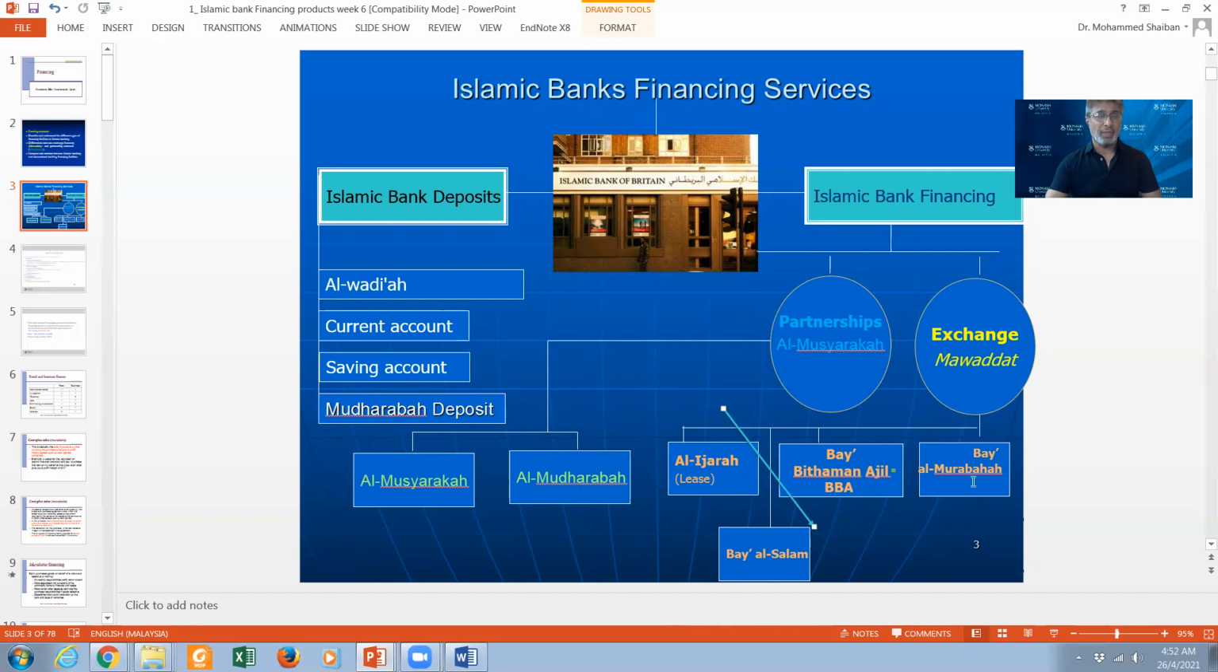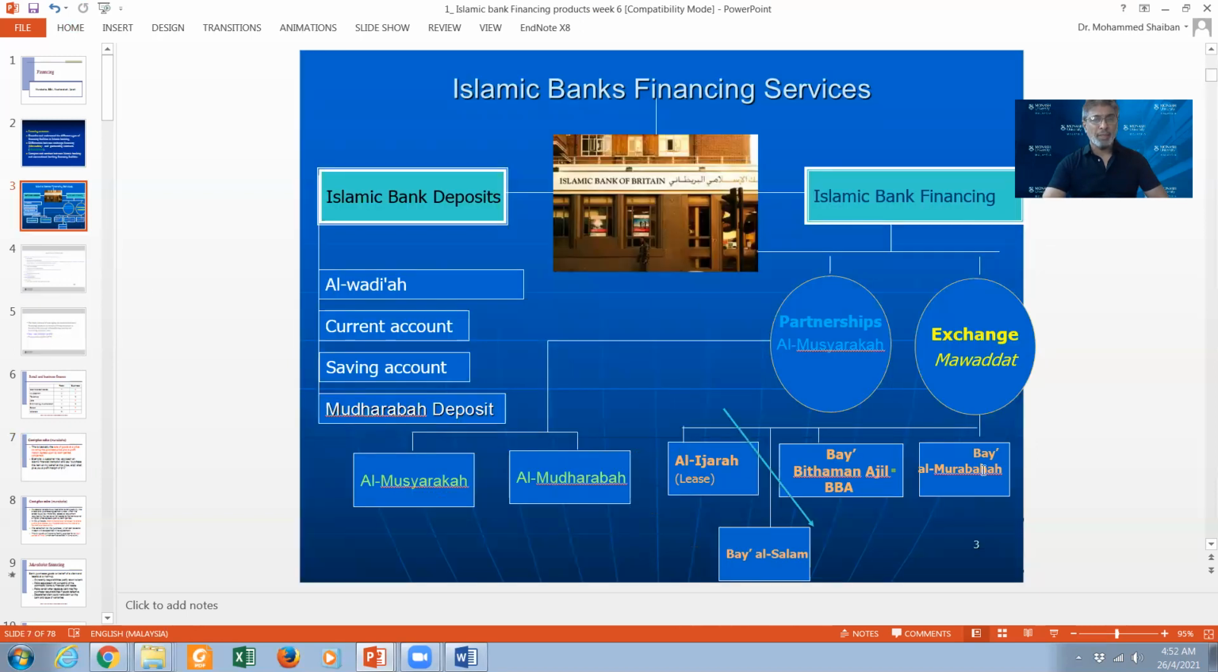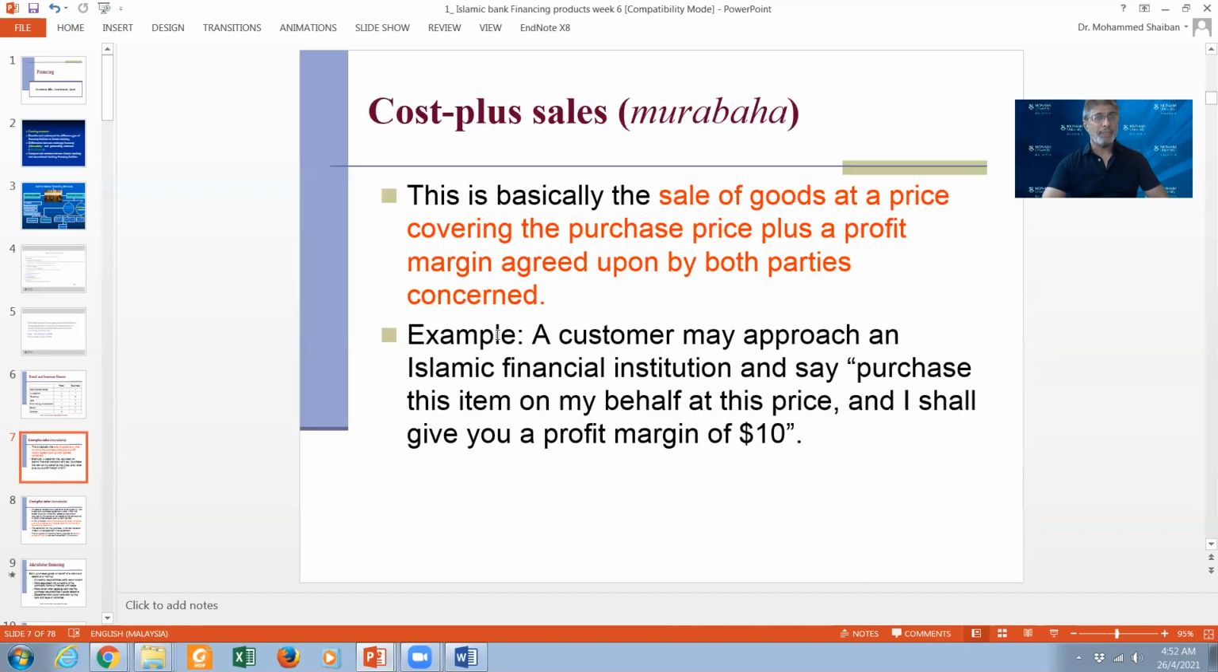Now let's start with these contracts just briefly. So we have the cost-plus murabaha, which is this one. Please follow this. Murabaha is a cost-plus sale. This is basically a sale of goods at a price covering the purchase price plus a profit margin agreed upon by both parties.